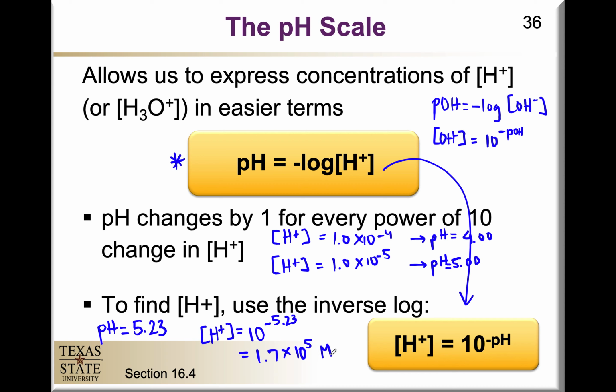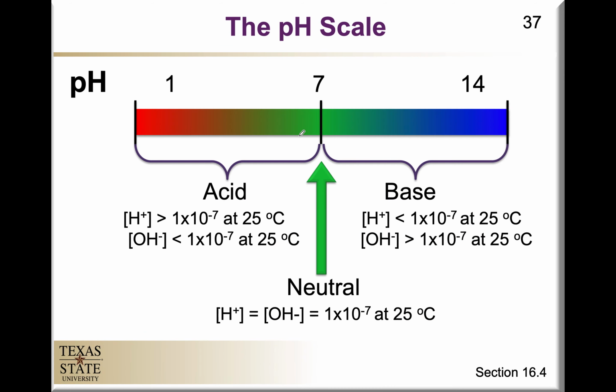So please try it with your calculator and make sure that you know how to do these calculations. All right, the pH scale. The pH scale is organized in such a way that low values refer to acidic solutions, while high values refer to basic solutions. If we are talking about 25 degrees Celsius, then neutrality would occur at a pH of 7.